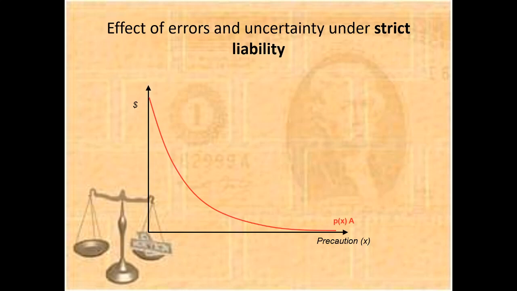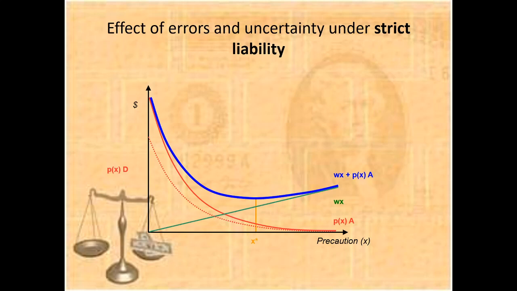Effect of errors and uncertainty in strict liability. We have already seen this: that is Pxa and Wx, so your cost. If your precaution level goes up, then the total will fall, and naturally you have Wx plus Pxa. This is the minimum, the efficient level of care. If you take the efficient level of care, but what happens?